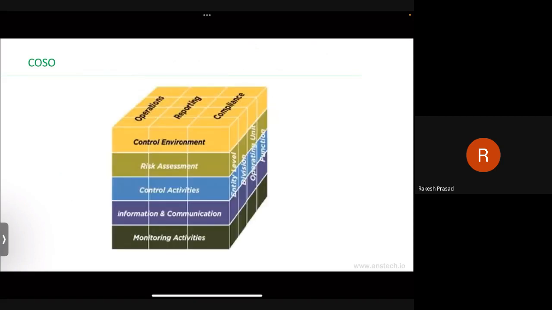So COSO is sometimes called a three-dimensional model. These are the steps: you have the control environment, you carry out a risk assessment, you implement control activities, then you inform and communicate to everyone who is supposed to use that system, and then you continuously run and monitor the system. So there's a three-dimensional model which it explains. If you remember this much, it's more than enough.